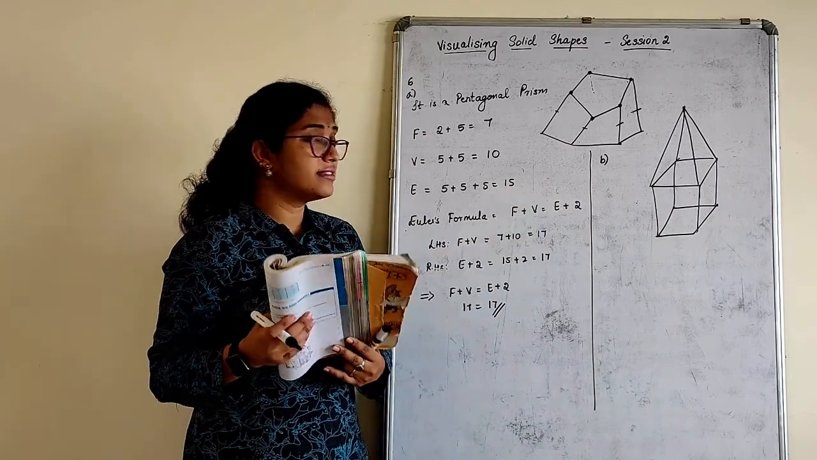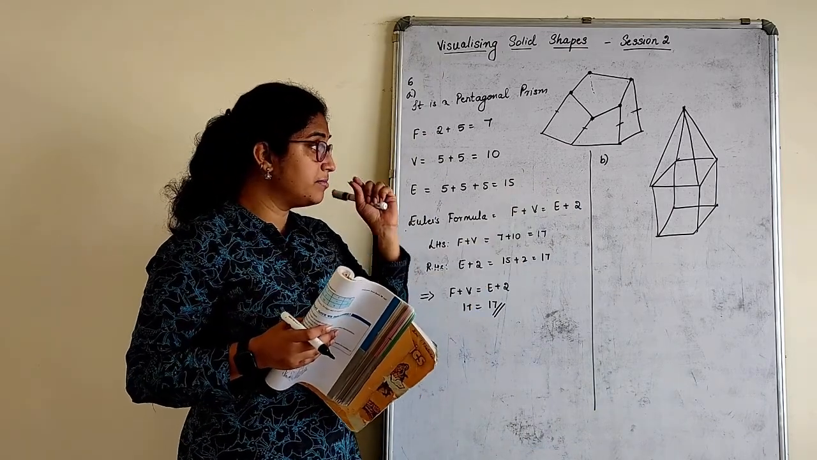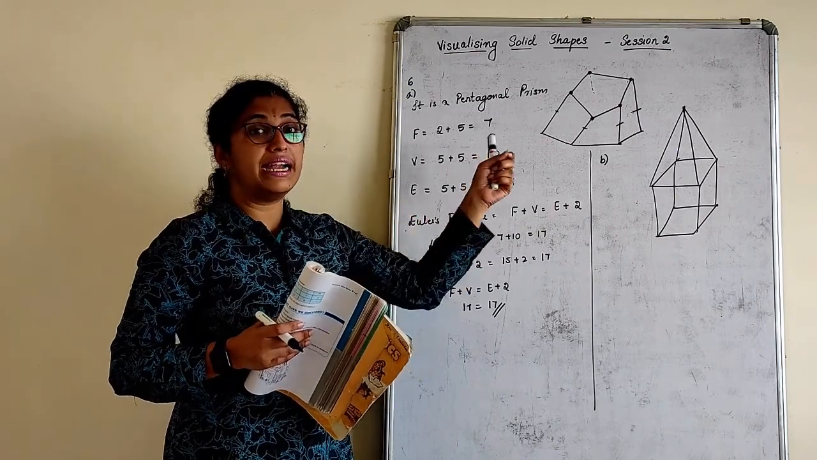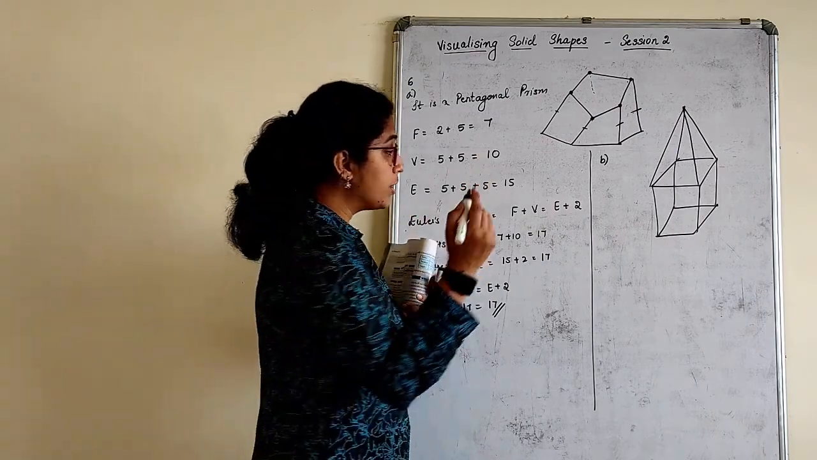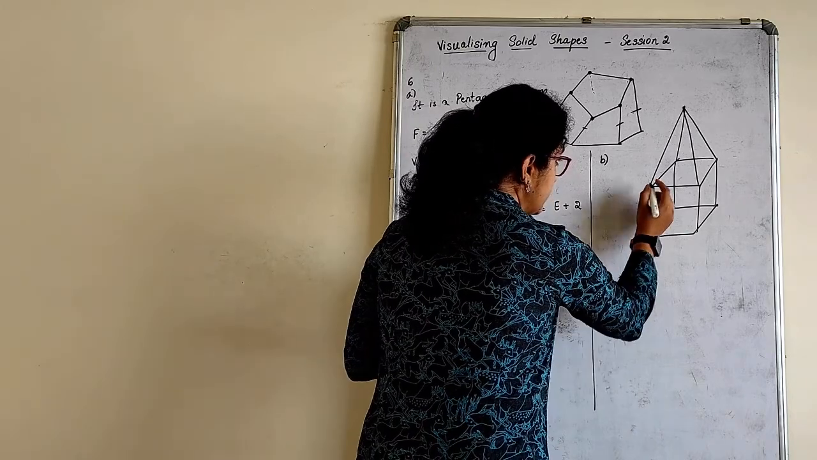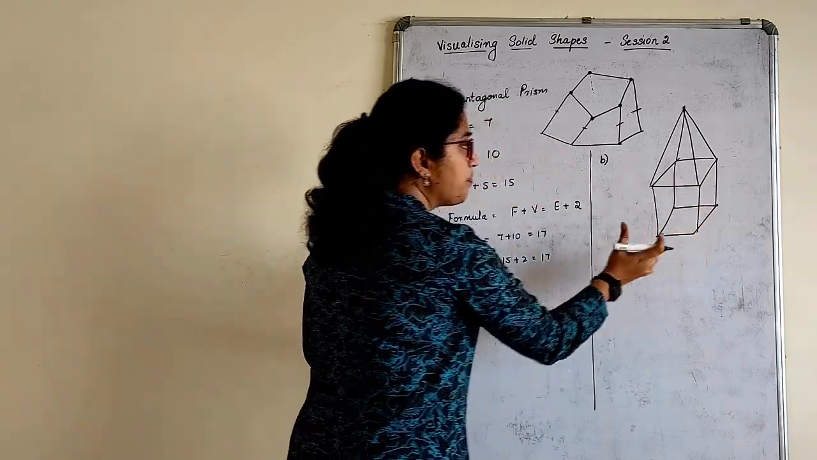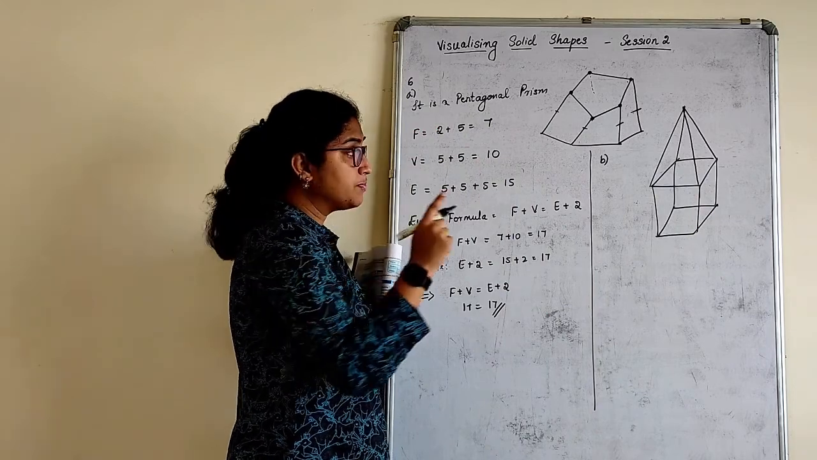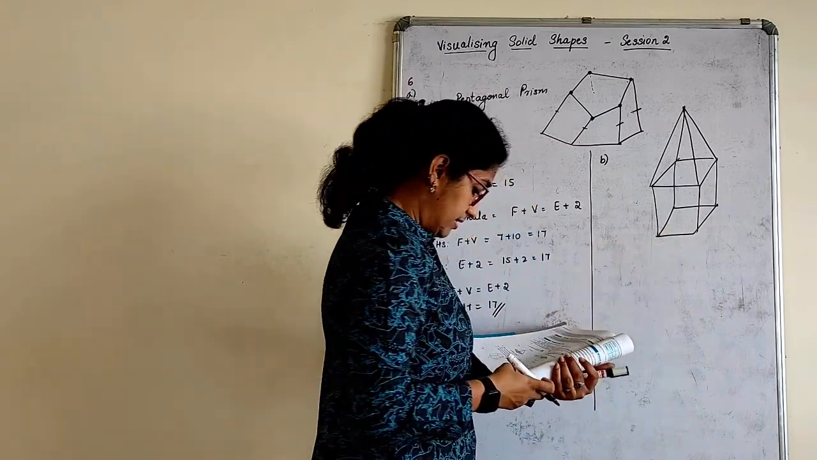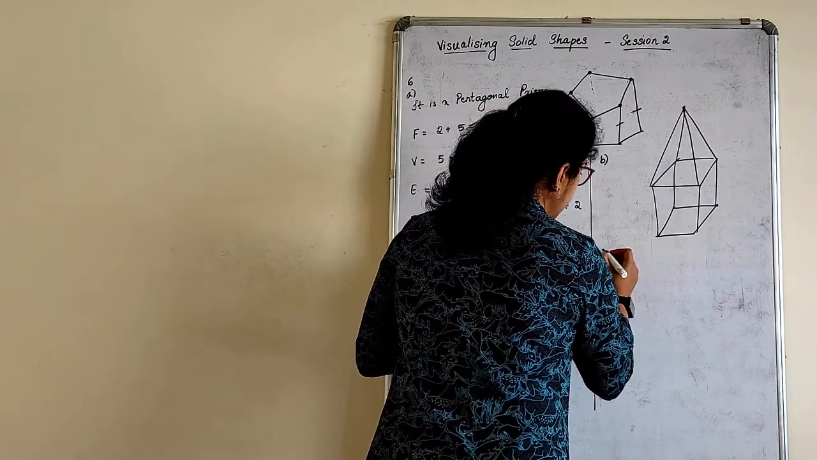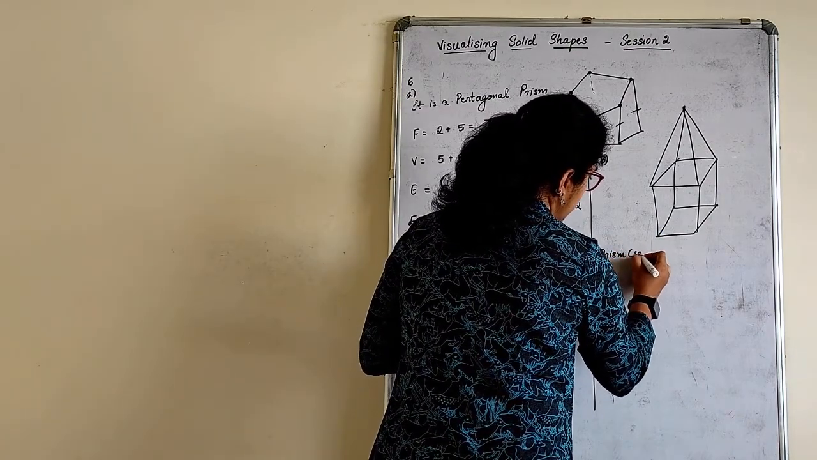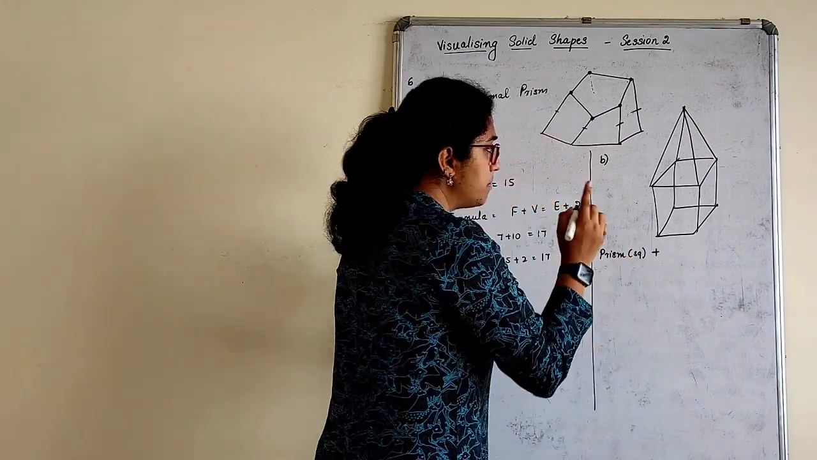Now look at the figure, children. What is this? Is this a pyramid? Is this a prism, or what is this? This is a combination of a prism and a pyramid, I can tell. So what I can tell this figure as, first of all, the base is a cuboid. Instead of cuboid, we use the name square based prism.